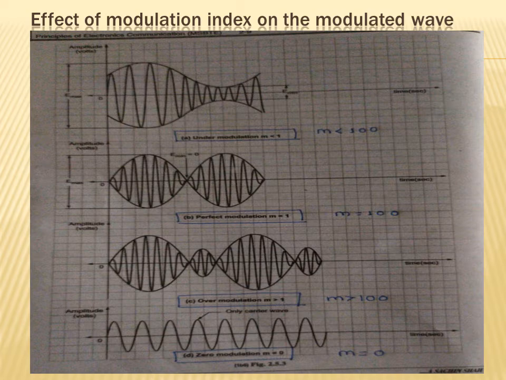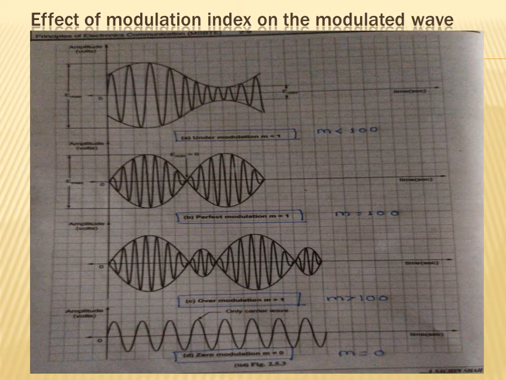When EM is equal to EC, we get the waveform shown in figure number 2. Third one, EM is greater than EC, then M is greater than 1, which means M is greater than 100%. In this case the envelope of AM is not exactly the same as the modulating signal, so distortion takes place. This effect is called over modulation.